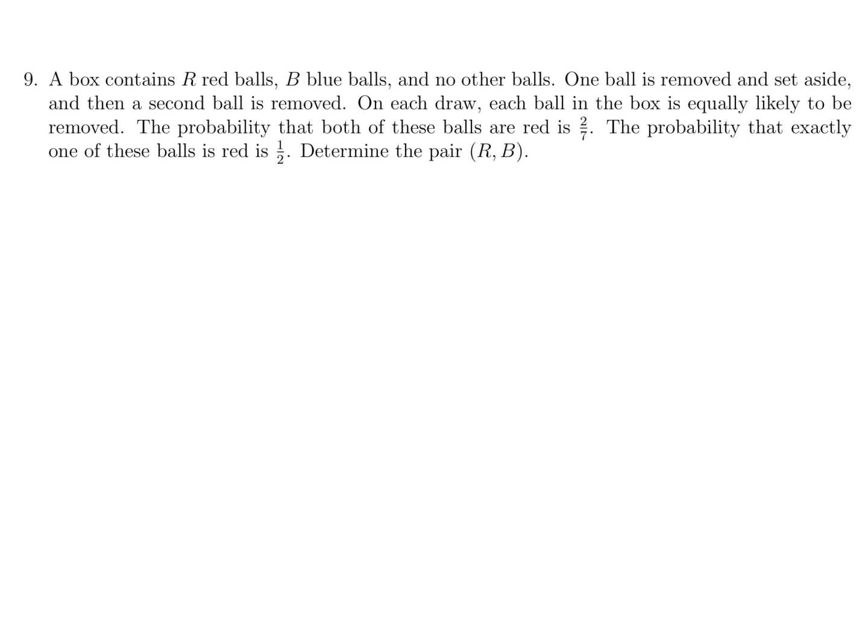Determine the pair RB. What they're asking for is how many of the balls are red and how many of the balls are blue in this particular box. So we are given a couple of pieces. The probability that you get R and then R is 2 over 7. So that's when both are red. The probability that you get an R and then a B, so that means exactly one is red, is 1/2.